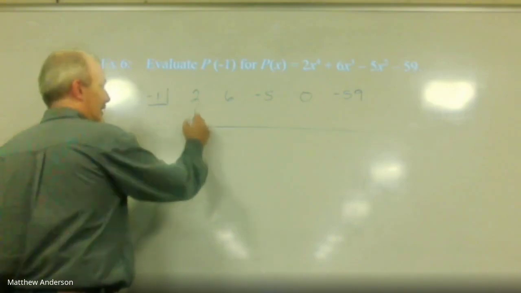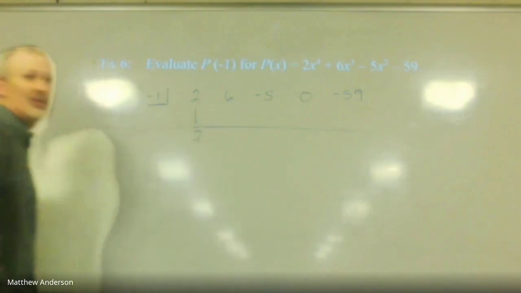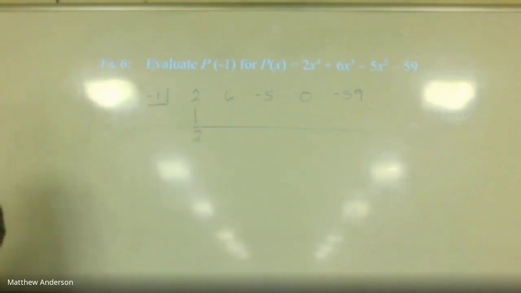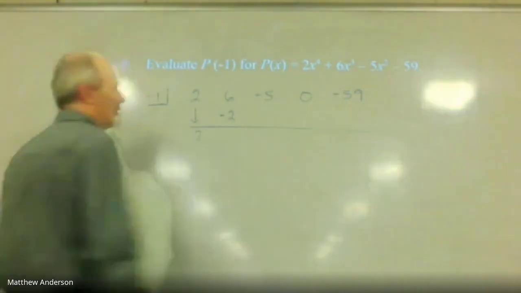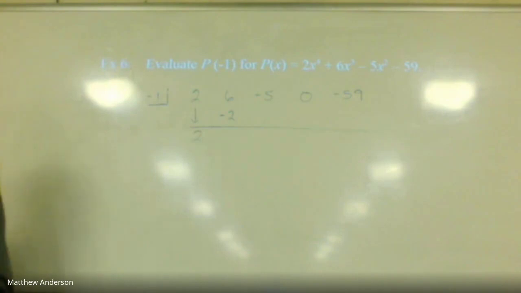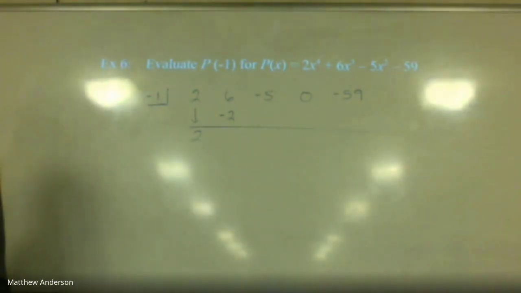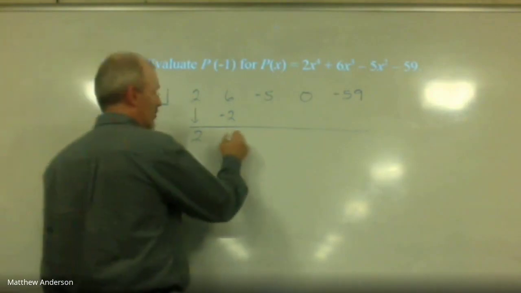Bring down the 2. Bring down the 2. And what do we do with the 2? Multiply by -1. So that gives us -2 right here. And what do we do with those 2? Add them. 6 and -2 is 4.